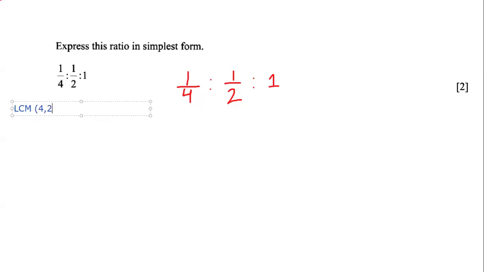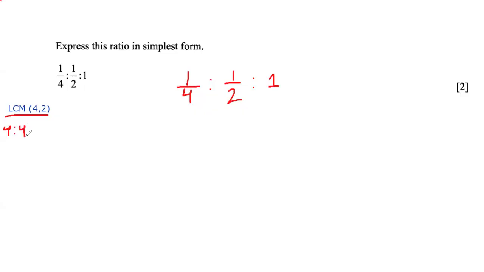8? Not 8, I said LCM. Oh, multiply them. But okay, so 4. Very good. It would be 4, because let's list the multiples of 4. So what are the multiples of 4?